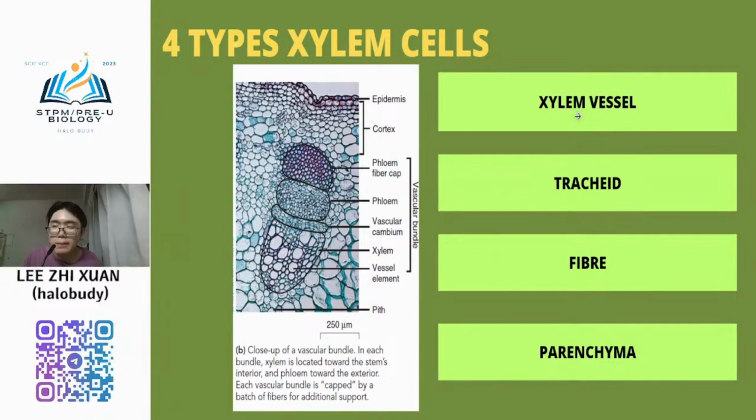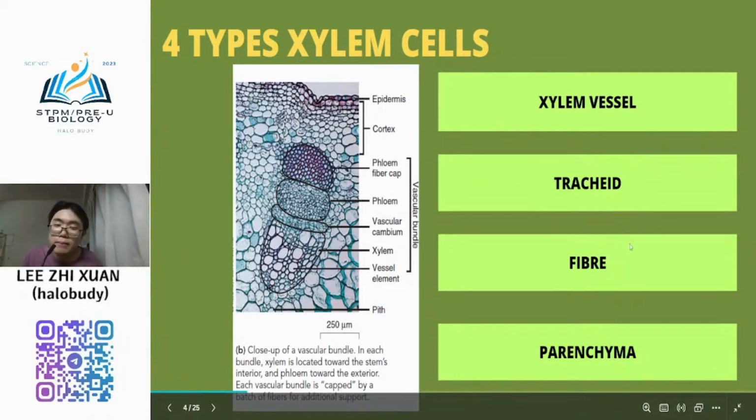So in the exam normally you need to mention xylem vessel. You cannot write just xylem. If you write xylem, no marks, because xylem contains four cells and not all the cells are involved in water transporting. Only xylem vessel and also tracheid are involved in water transporting, but the major role in transporting is the xylem vessel.